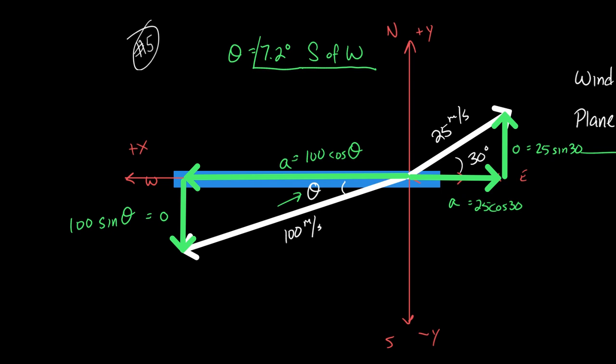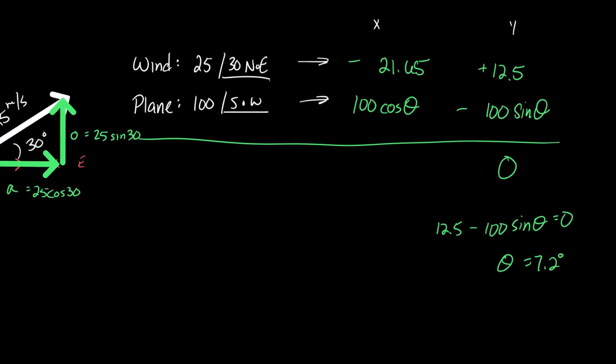The plane is actually traveling at 100 meters per second, 7.2 degrees south of west. But that's not the ground speed. That's the speed of the plane relative to the air. The ground speed is going to be whatever this result is, which looks to be 100 cosine 7.2 degrees minus 21.65. This will be the ground speed. So 77.6 meters per second.